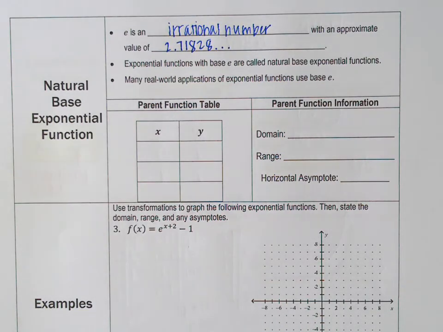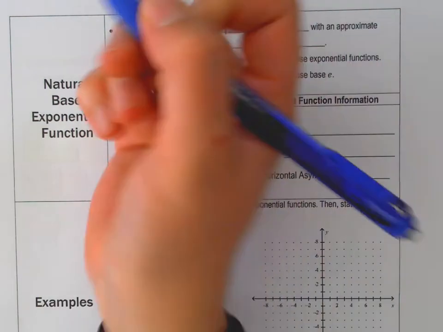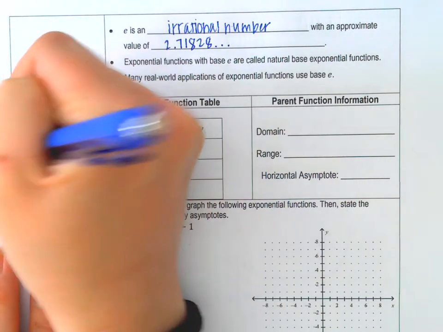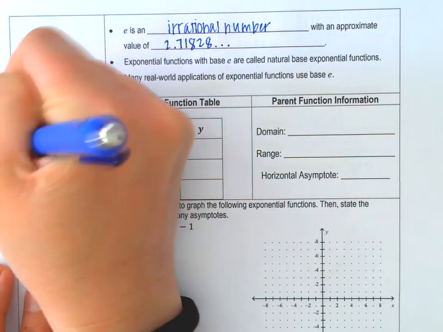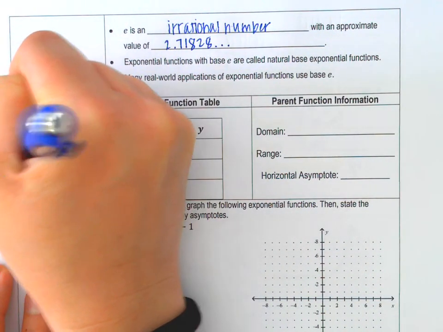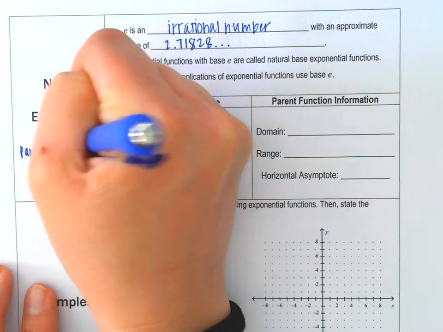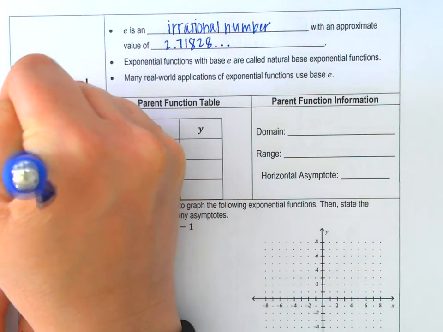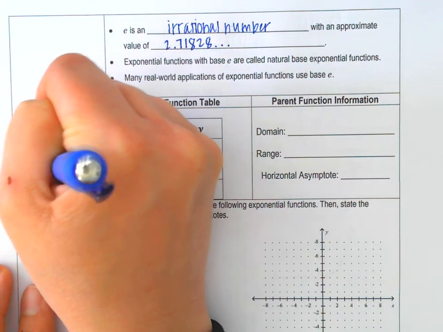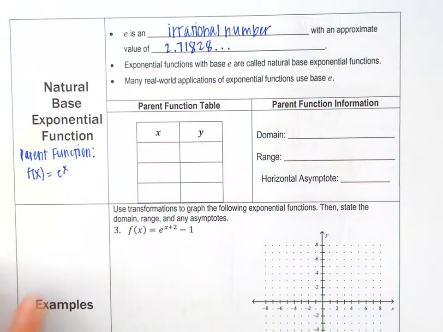Exponentials with base e are called natural base exponential functions. Many real-world applications of exponential functions use base e. So the parent function of a natural base exponential function is just with the base e. So let's write that. That would be f of x is equal to e to the x power.